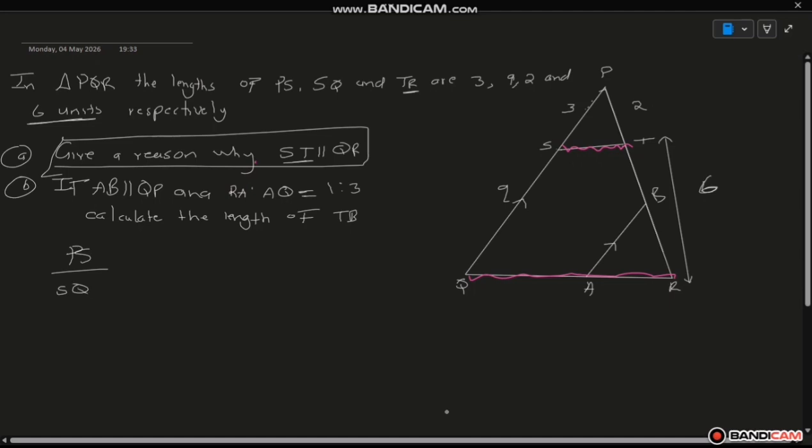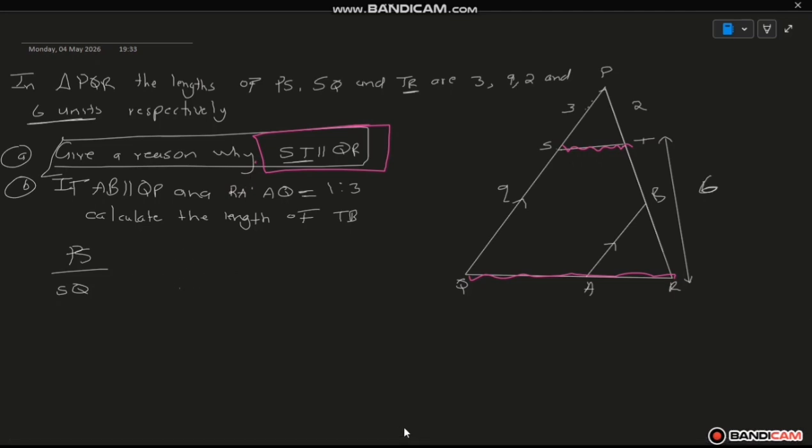Therefore, PS over SQ must not be assumed equal to PT over TR. Why? Because you are yet to prove that. So if you use it this way, it will be incorrect. Why? Because you don't know yet that ST is parallel to QR. We must show it, meaning that you must find PS over SQ. Then if PS over SQ equals PT over TR, it means ST is really parallel to QR. I hope you understand that. So that's very, very important.